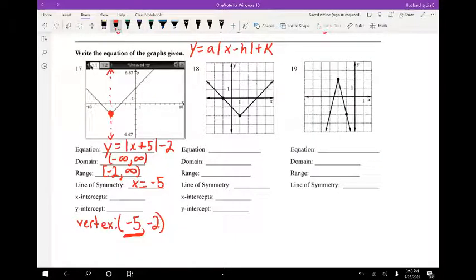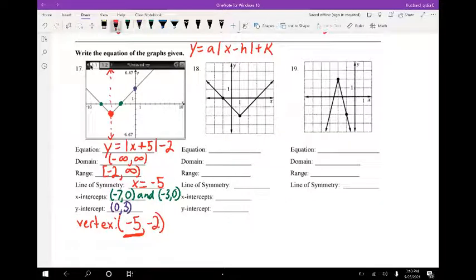The last thing is the x and the y intercepts. And we want to write these as coordinate points. So we should hopefully see our x-intercepts are where our graph intersects the x-axis, which are happening at negative 7, 0 and negative 3, 0. And our y-intercept is occurring where our graph intersects our y-axis, which is happening at 0, positive 3. Okay, so we want to make sure we're writing those as coordinate points.